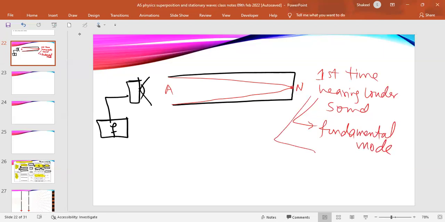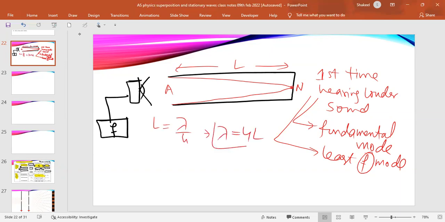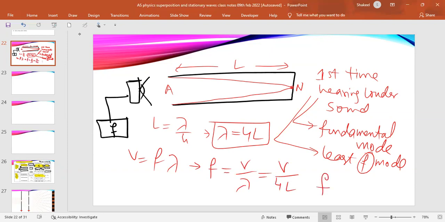And that is also known as least frequency mode. Like you hear the louder sound with least frequency. So then you say that this L is equivalent to lambda by 4, and then lambda is 4L. And then you say V is F lambda, and F is V by lambda. So V by 4L. So you say the first frequency that you have to play in order to make the standing wave is V by 4L.